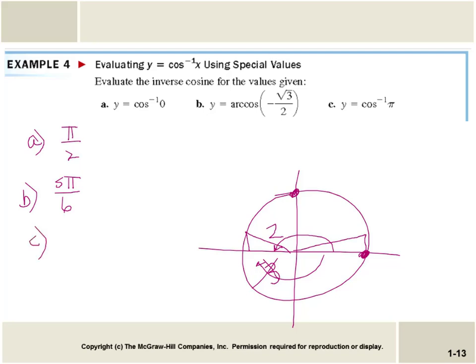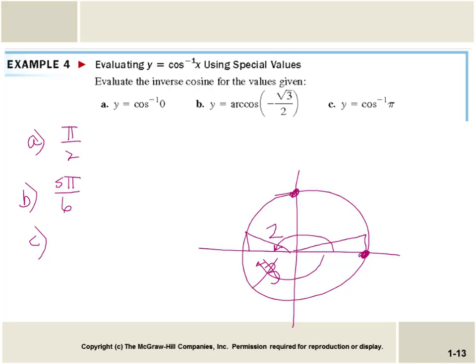Okay, let's see. C, Laura. So C is y equals inverse cosine of pi. So I'll just tell you, this is a trick question. It would not be -1. It's not really a trick question, but it always seems to be a little tricky. It's not put on there to be a trick question, by the way. It's just to point out an important point.